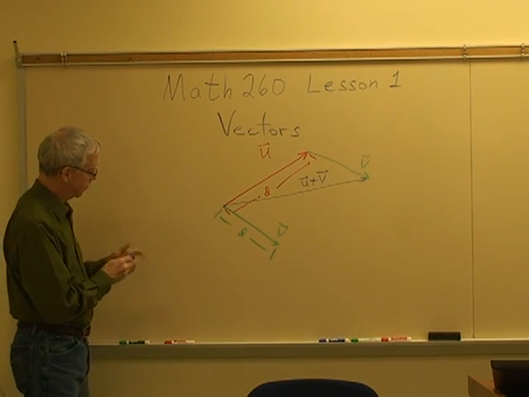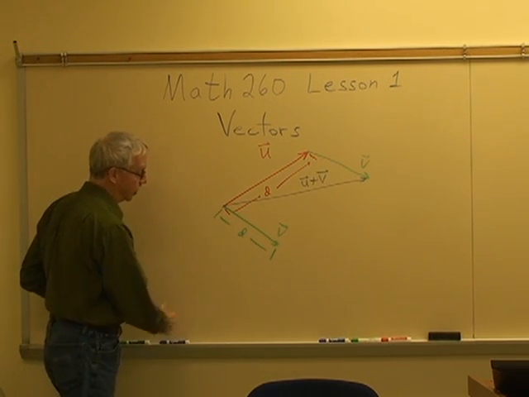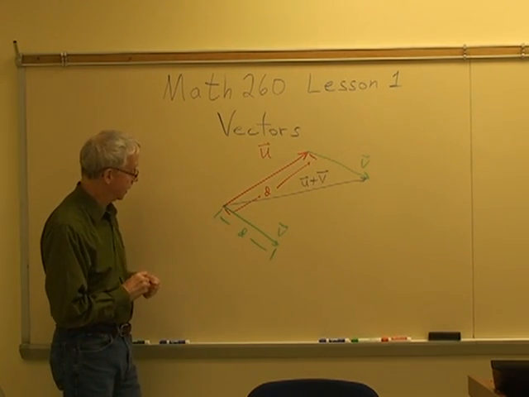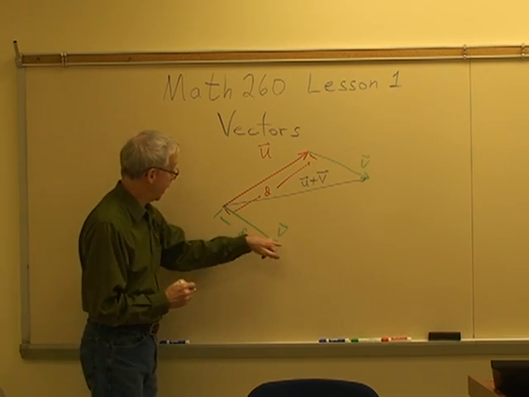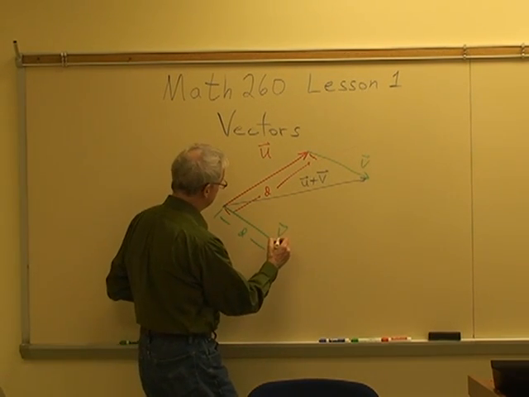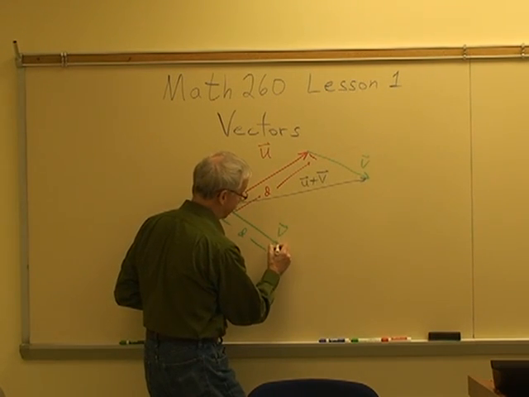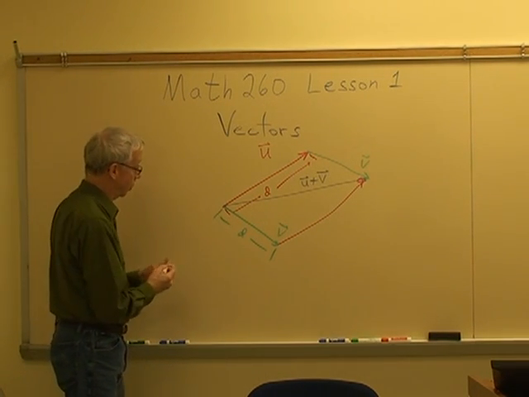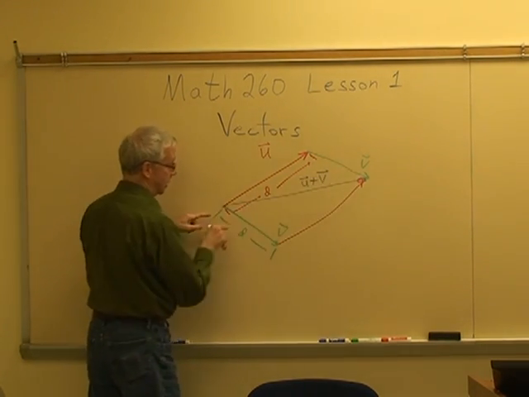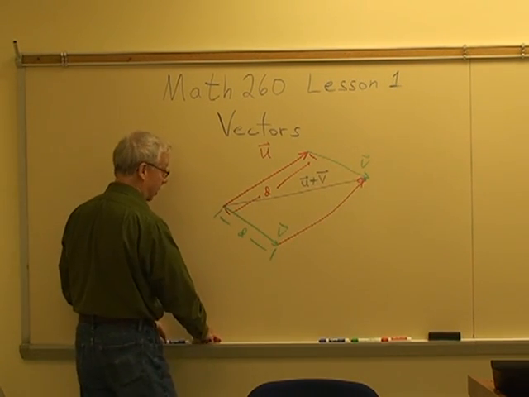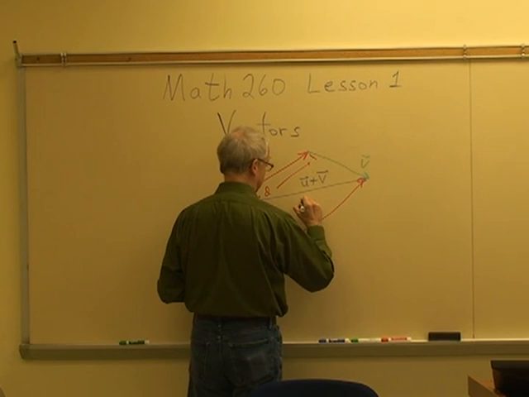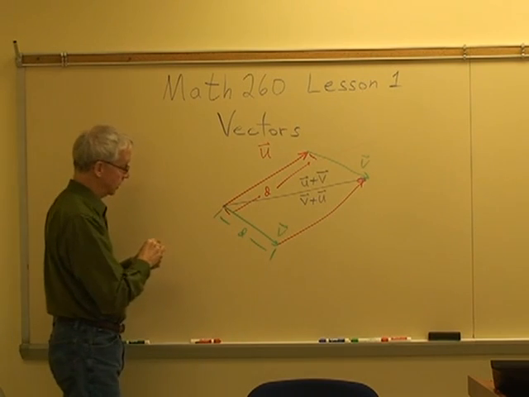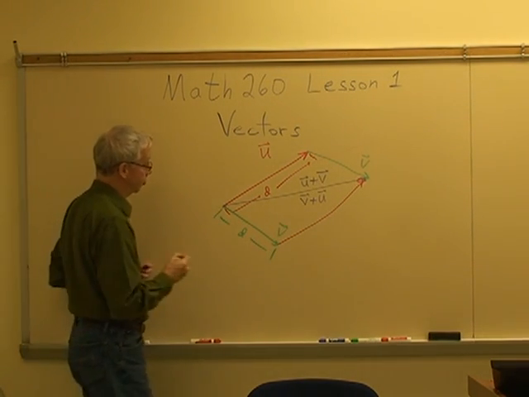But what if I add v plus u? Well, following my definition, I first go along v's vector, and then starting there at the tip or the head of the arrow here, I now go in u's direction for its distance. And as we'll show later, I end up at exactly the same point. So not only is this u plus v, but it's also v plus u, and it takes me to the same place. We call this head-to-tail addition.